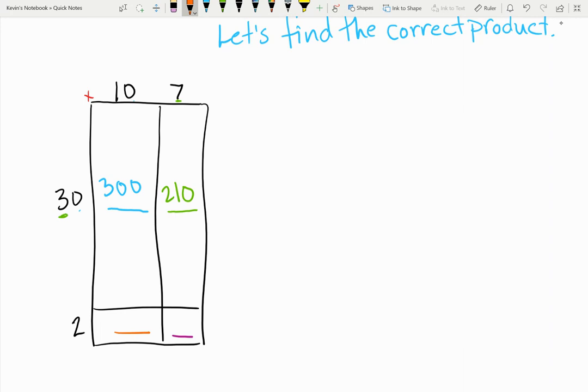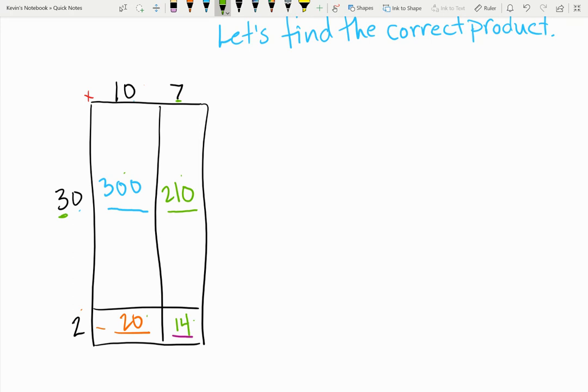We know 2, we're going to multiply times 10. So 2 times 10 is 20. And then we finish out our last quadrant of our area model, 2 times 7 is 14. Now, we are halfway there. Remember these 4 numbers here, 300, 210, 20, and 14 are partial products, meaning they're only part of the answer.